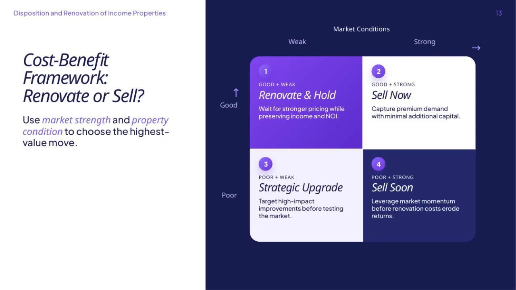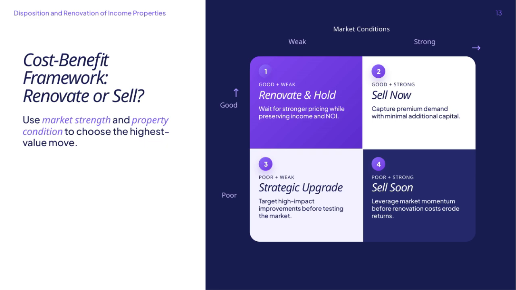Here we have a cost-benefit framework to help decide whether to renovate or sell an income property. The key factors to consider are market conditions, which can be weak or strong, and the property's condition, which can be good or poor. If the market is good but the property is weak, the recommendation is to renovate and hold. This means making targeted, high-impact improvements before testing the market. On the other hand, if both market and property conditions are strong, the strategy is a strategic upgrade to capture premium demand with minimal additional capital.